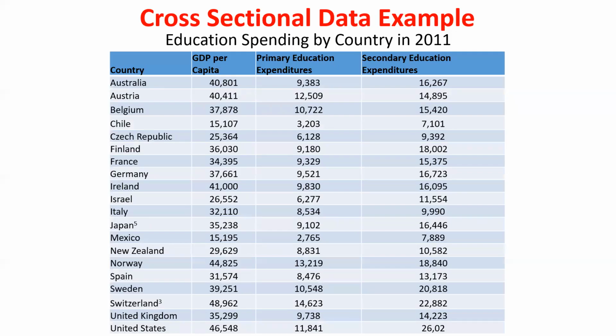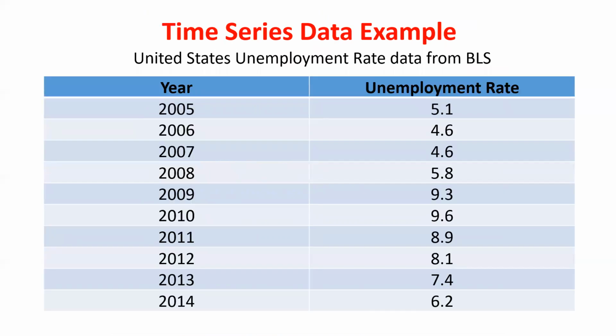So we look at cross-sectional, that's multiple subjects, so multiple countries, and I've got 3 variables which I recorded, but all in the same time period, which was 2011. Right? So that's my cross-sectional. Time series would be like if I had the US, and for about 10 years, I've got the unemployment rate. One subject, multiple points in time.